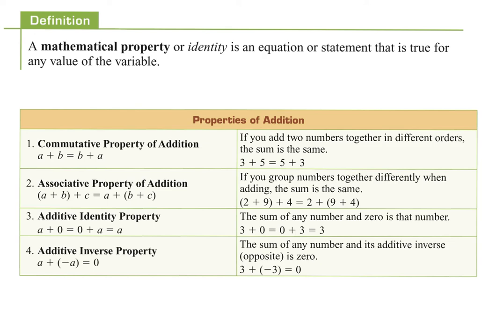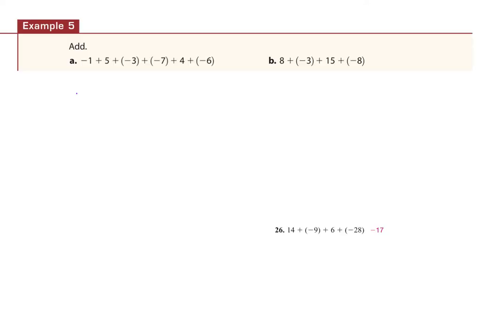So how does this help me when I'm adding? Well, this helps me to add quickly. If I look at this next example on the next page, I have these 2 problems, -1 plus 5 plus -3 plus -7 plus 4 plus -6, all right? Now, I could definitely go back and forth. -1 and 5 is 4, and then 4 and -3 is 1, and so on and so forth. I could do all of that.